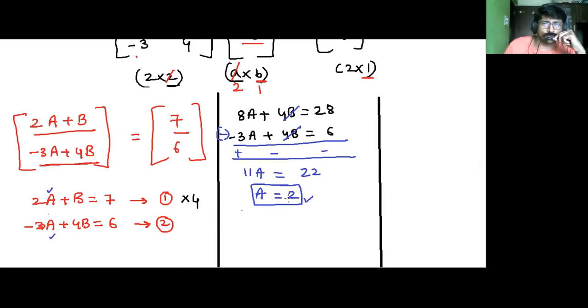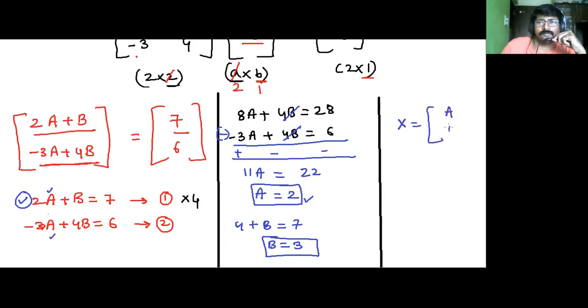So 2 2s are 4. I'm just putting it over here in equation number 1. Okay, so 2 2s are 4 plus B is equal to 7. So what is the value of B? B is equal to 7 minus 4. 7 minus 4 will become 3. Once you get that, we know what matrix X is. Matrix X is nothing but A and B. So what is this matrix X? A is 2 and B is 3.